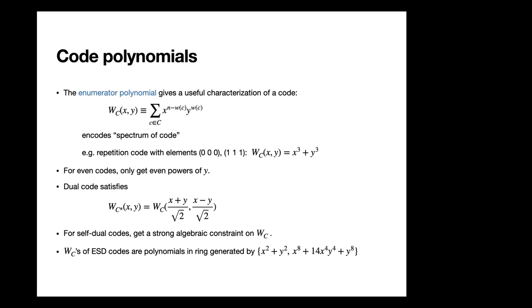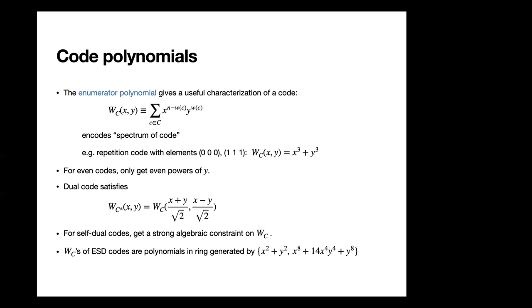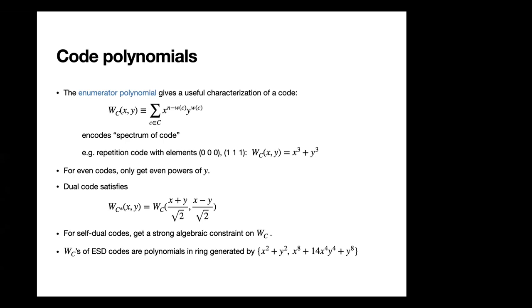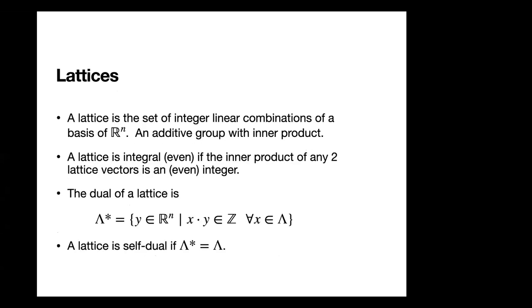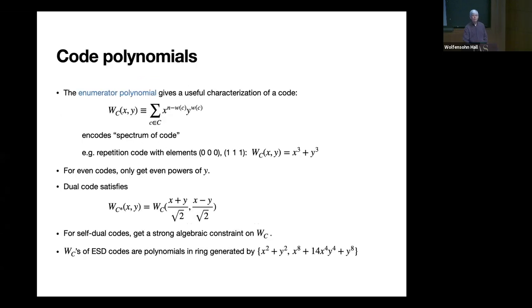So, ask a question. Is there a one line proof or a very easy proof of the relation between the enumerator polynomials of C and C star? It's not difficult, but I don't think I could throw it up on the board for you right now. Okay, thanks. It's elementary though. All right, so that's what I wanted to tell you by way of introduction to codes.